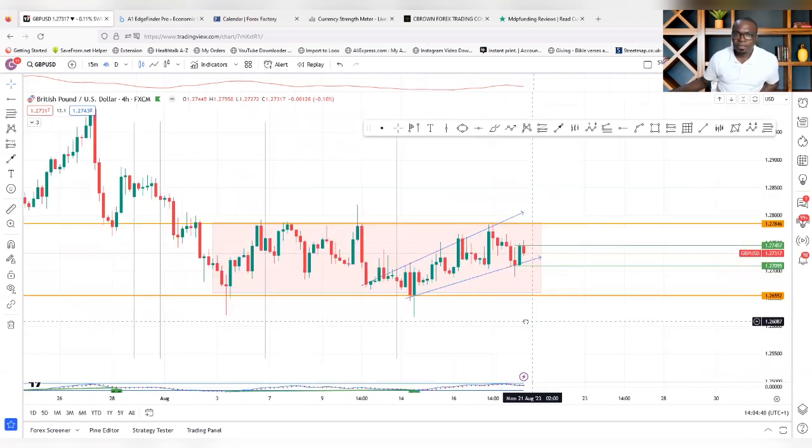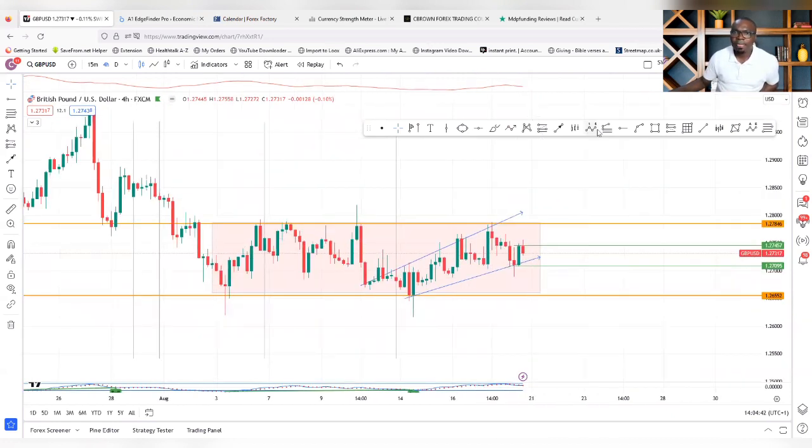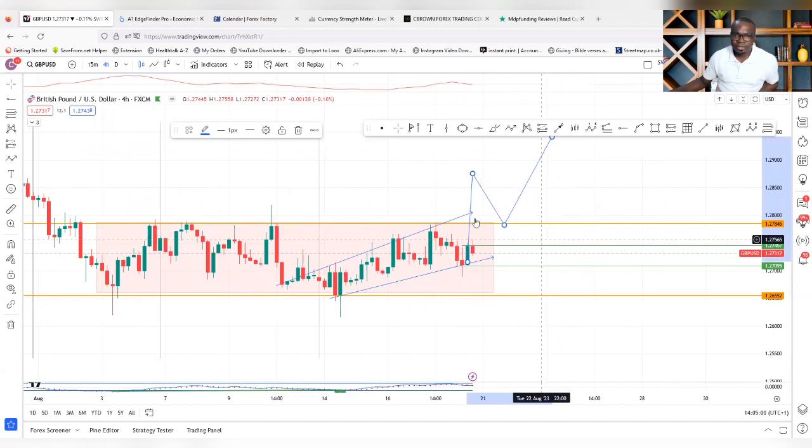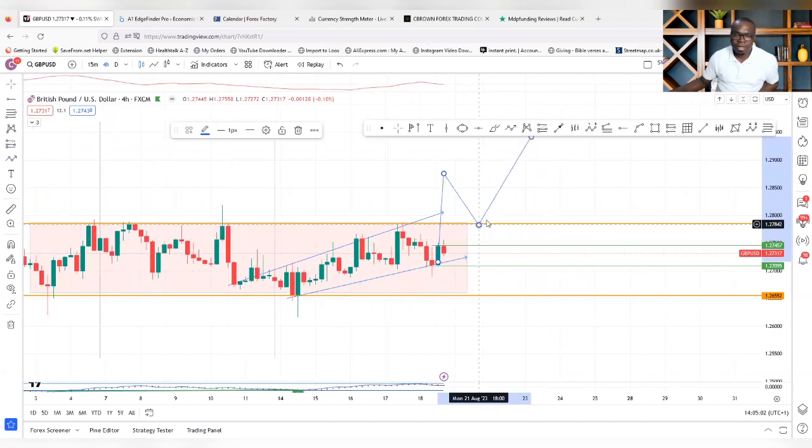So what do we expect? I'm expecting a breakout. Personally, I may not be trading GU this week, depending on what I see. So I'll wait for price to take out this high. If it takes out this high, I can wait for a pullback into that zone, and I'm going to buy. That's what I'm waiting for this week. And if I see this price action, I'm going to look for price to buy here.